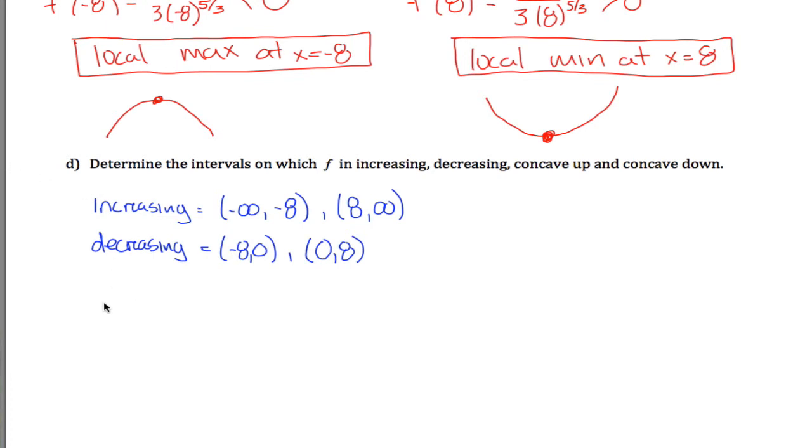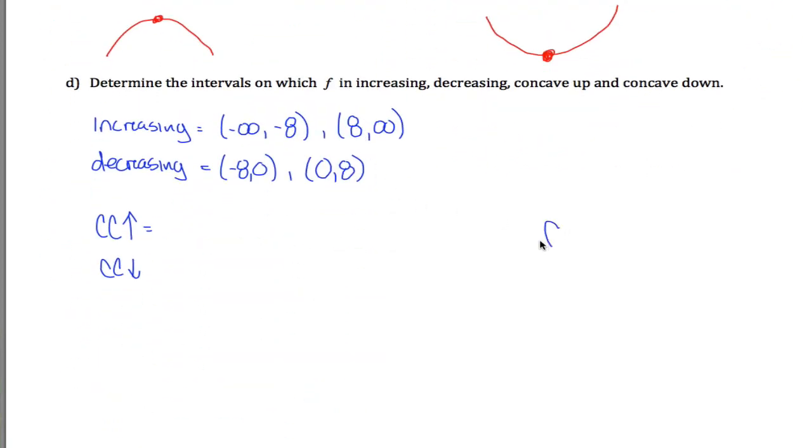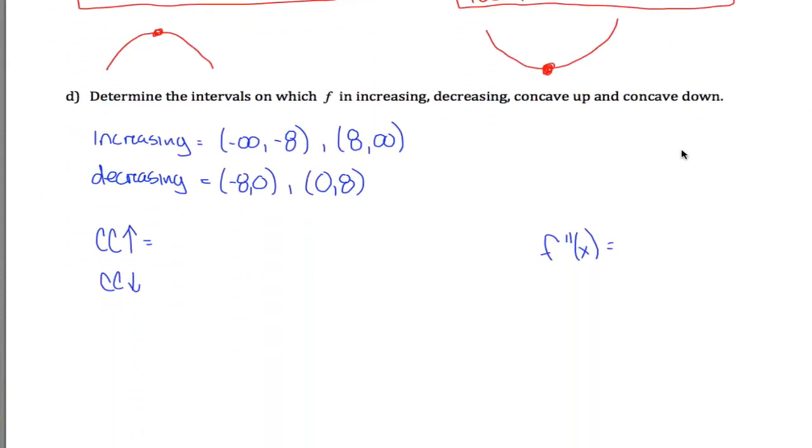What about concave up and concave down? Well, to figure out where it's concave up and concave down, I'm going to have to look at the second derivative. Fortunately for me, I already calculated the second derivative. I know that f double prime of x is equal to this mess. 8, let me write that a little bit better. 8 divided by 3x to the 5/3 power.